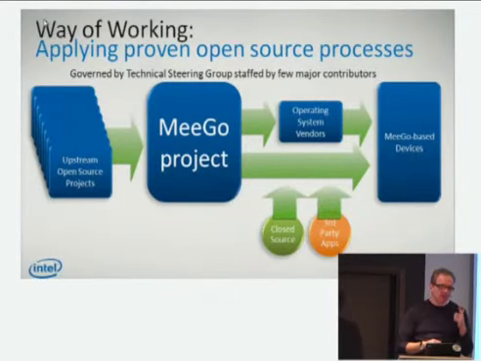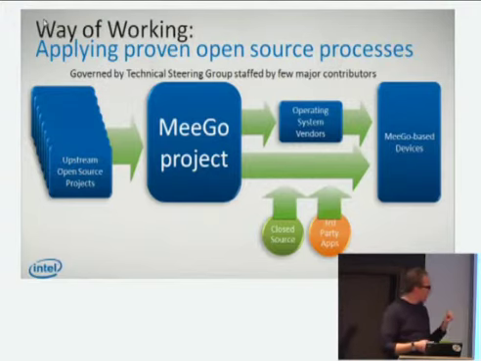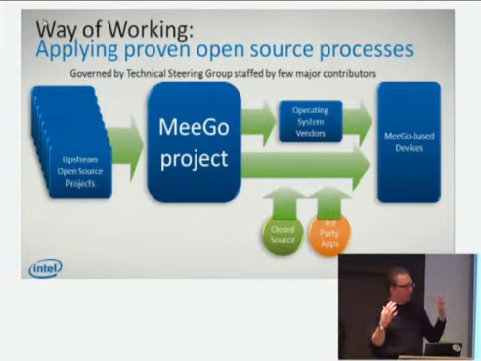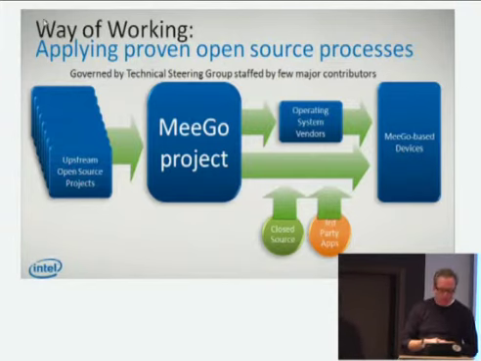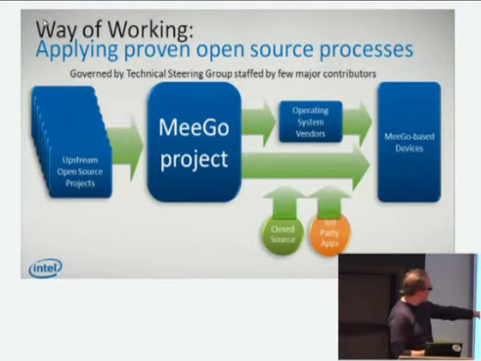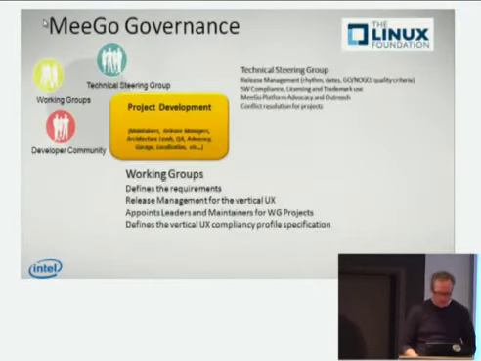Since I think I'm running short of time, I'll be brief on this one. This is basically the open source process that we use to create MeeGo and a bit of how the ecosystem interacts with us. And I have another slide on the governance, again, driven out of the Linux Foundation, run by a technical steering group, defined through a bunch of working groups focused on specific verticals.